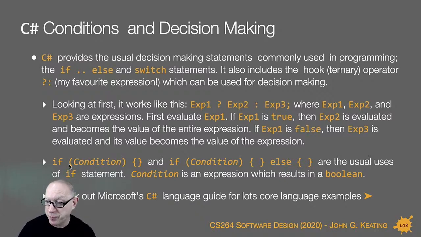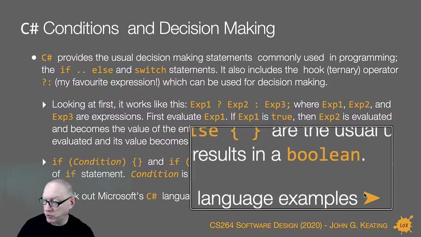Okay. If-then is our key decision-making statement. And that's if some condition, a program block, or you use if condition else. And that's it. I mean, it's boring stuff. You've seen this forever at this stage. Conditions are expressions that result in some Boolean type. And again, you can have a look at the core examples if you want to check through Microsoft's guide.